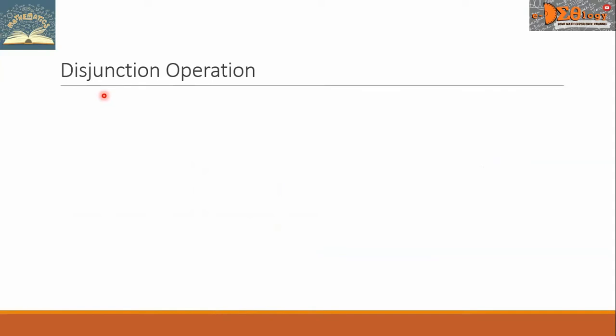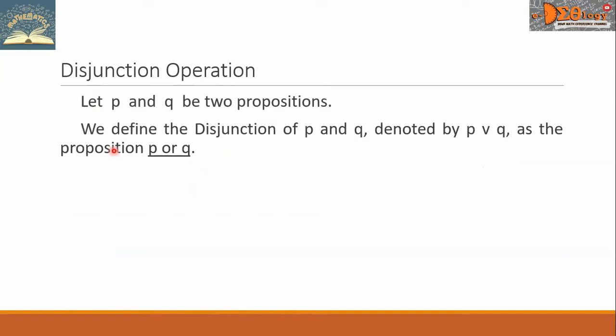Let's have disjunction operation. Let P and Q be two propositions. We define the disjunction of P and Q, denoted by P or Q. The symbol V here is read as "or." So this is the proposition P or Q.